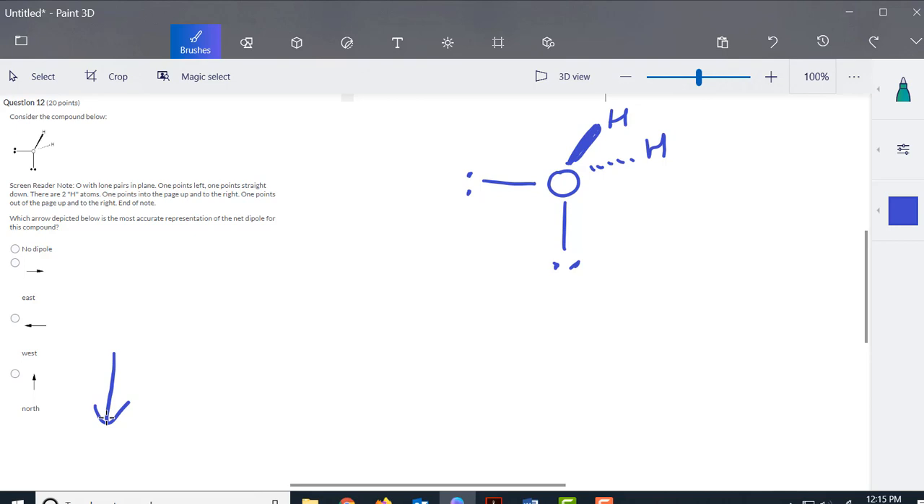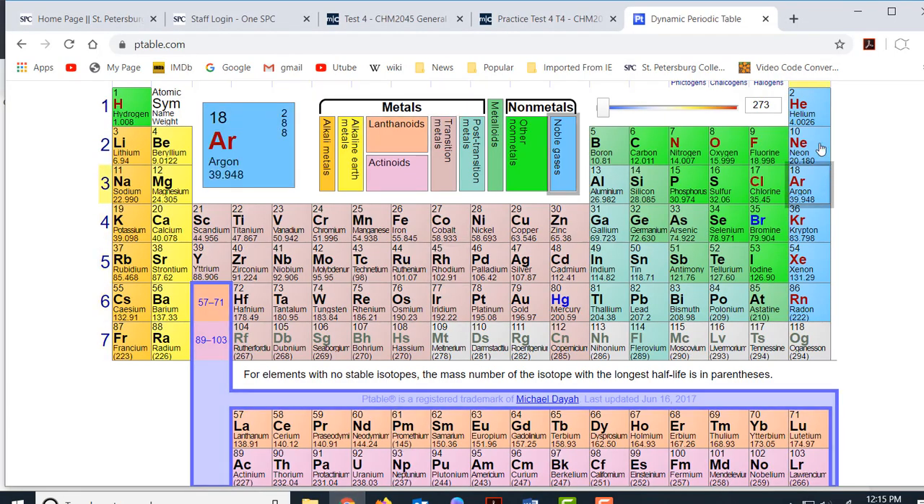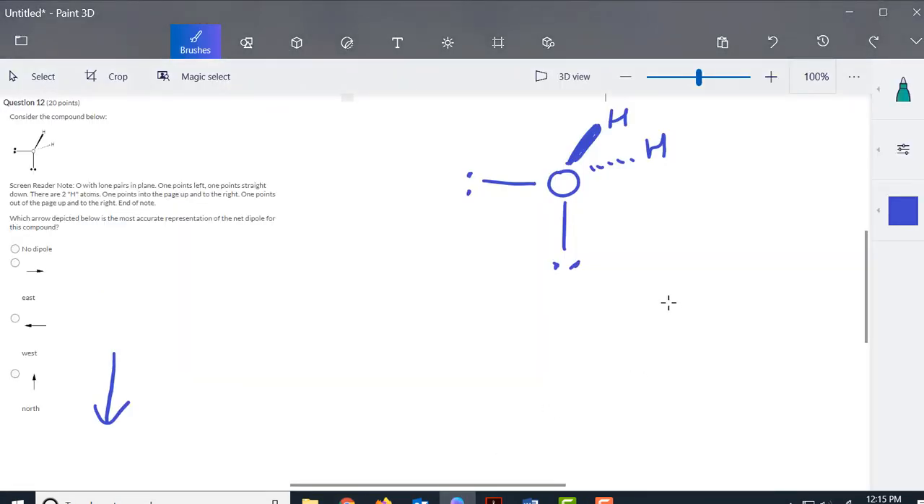Now in order to do the dipoles properly, I have to figure out which out of oxygen or hydrogen is going to be more electronegative. So I go take a look at the periodic table and I'm looking for what's closest to fluorine. So hydrogen and oxygen, you can see the oxygen is closer to fluorine. So that's the one that's going to get the delta minus, and then the hydrogen gets a delta plus.